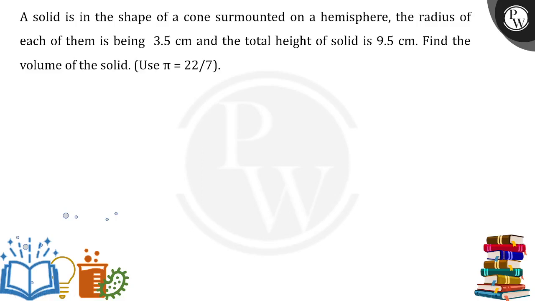A solid is in the shape of a cone surmounted on a hemisphere. So first of all, we are having a cone surmounted on a hemisphere. So this would be a hemisphere, and above it we'll be having a cone in this form. Now for this they have given the dimensions.